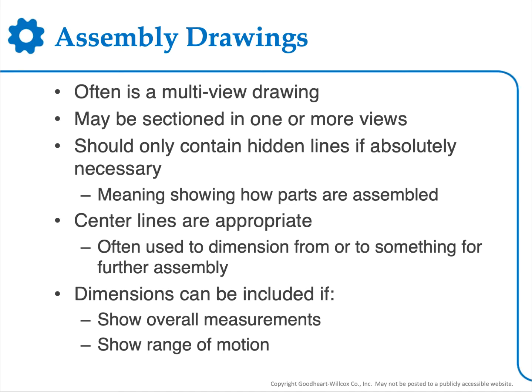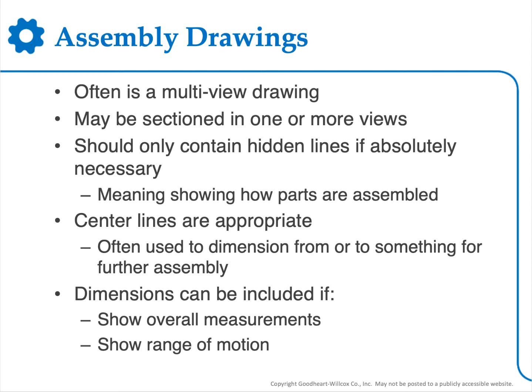They should only contain hidden lines if you really need them. And what do I mean by that? Well, basically only include hidden lines to show how parts are assembled. Center lines are appropriate. Often we use center lines to dimension to or from something, down the center of a conveyor, through the center of a shaft. And so center lines you're going to find are used often in assembly drawings.